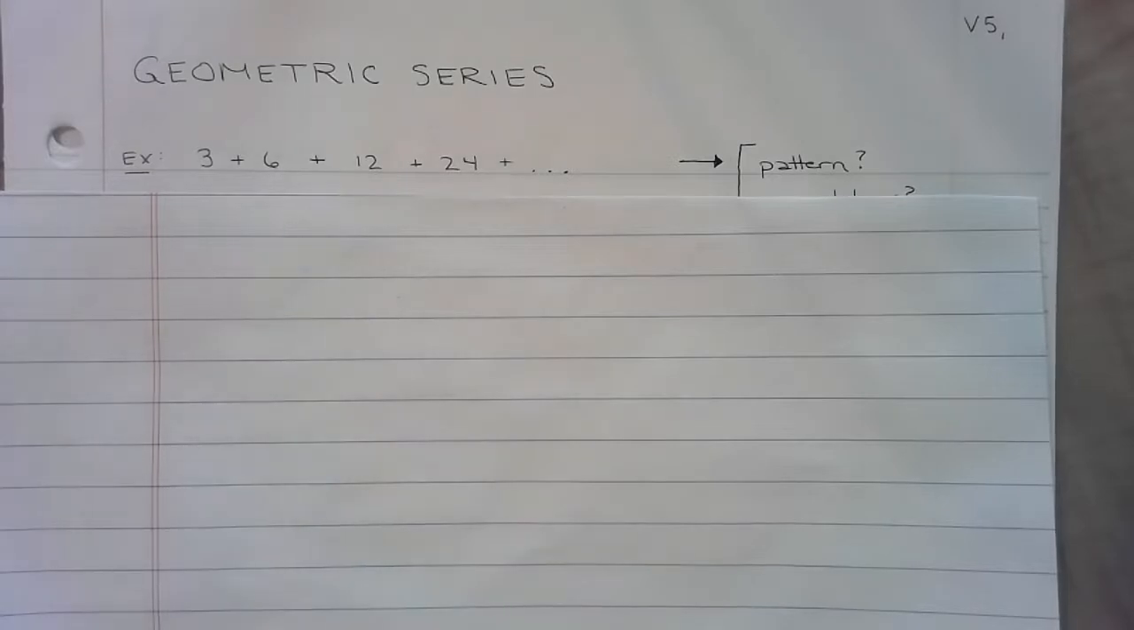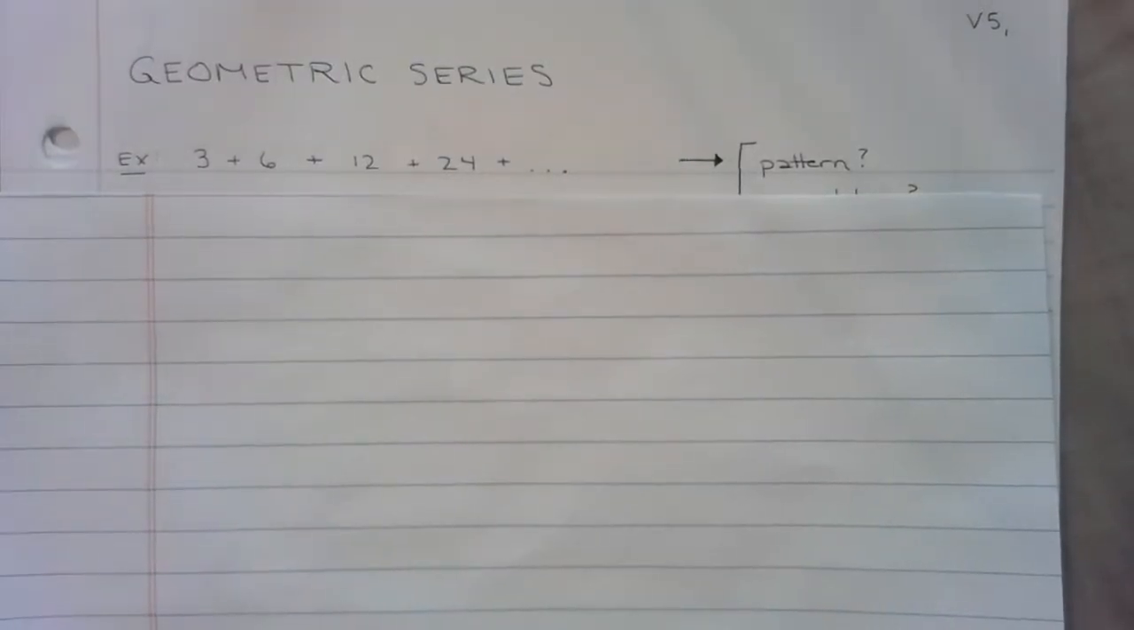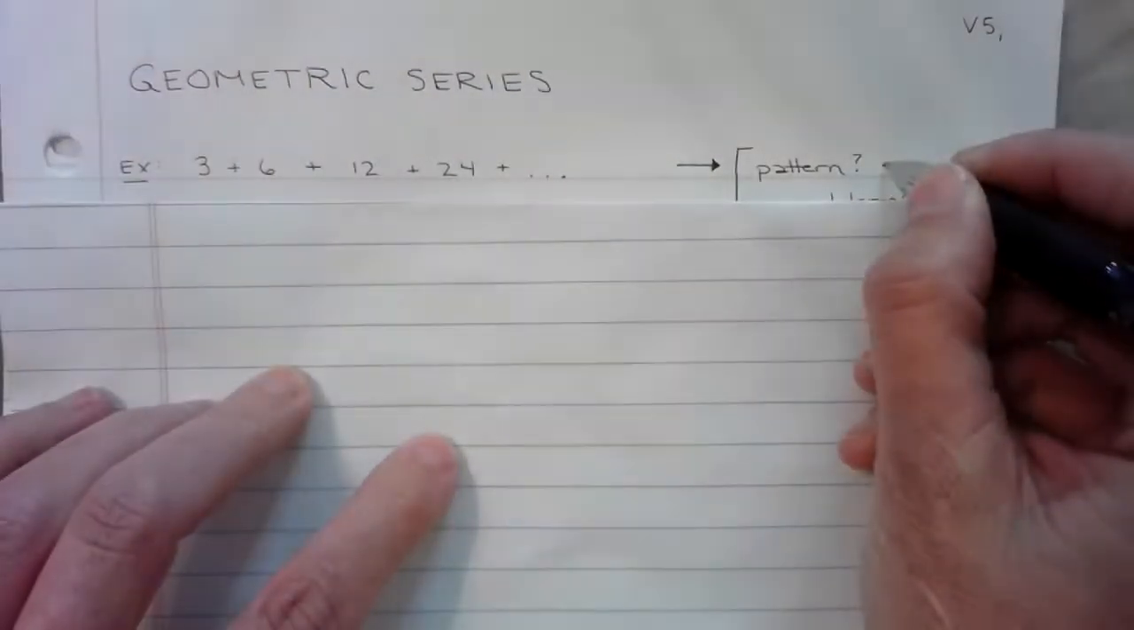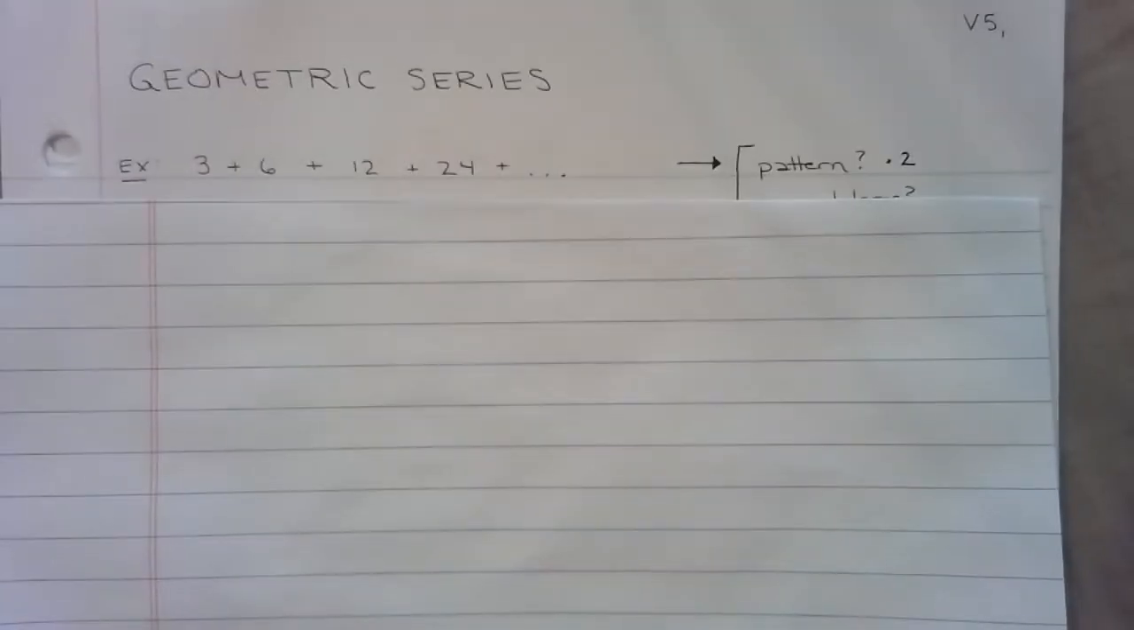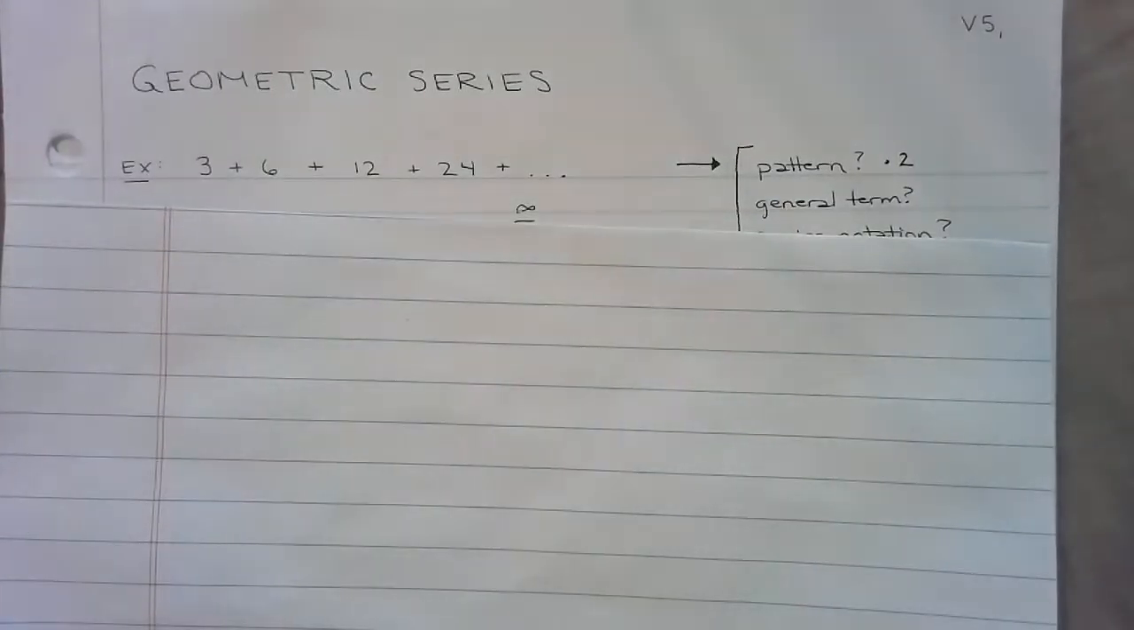So think about what number we're multiplying by to get from 3 to 6, from 6 to 12, 12 to 24. And hopefully you're coming up with the pattern is that we're timesing by 2. That's all it takes to be a geometric series, is that the pattern to get from one term to the next involves multiplying by the same number over and over again. And then we could come up with a general term for this.